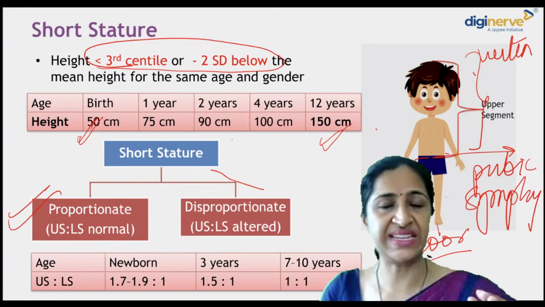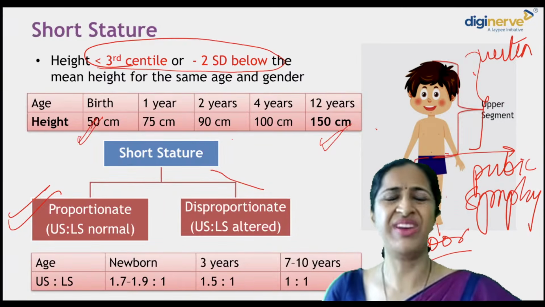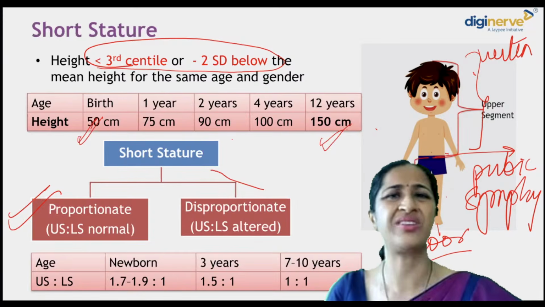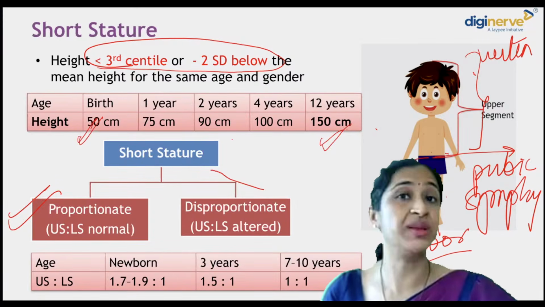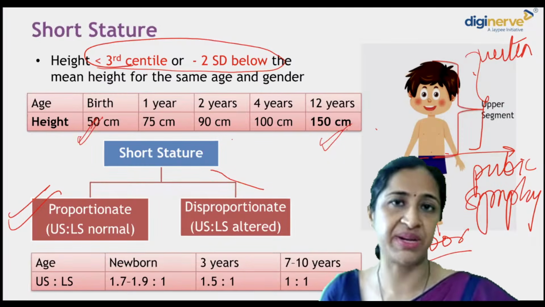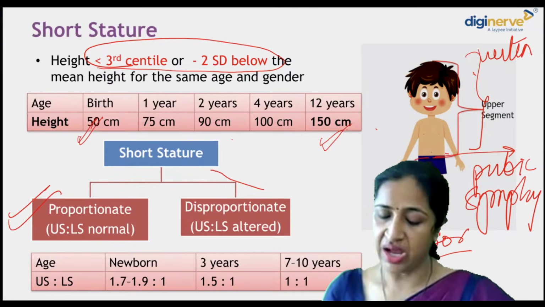Always the child's height is taken and then the subtraction is of the lower segment. We never subtract the upper segment because it's very difficult and not accurate to measure till the pubic symphysis. So, there is no measurement of upper segment. It is height minus lower segment equal to upper segment.